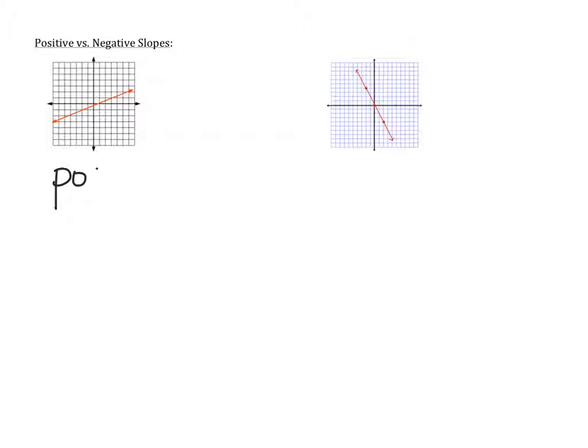So again, if you move from left to right and your graph goes uphill, it is a positive slope. Looking at the second graph, as I move from left to right, this graph is going downhill. Therefore, this is a negative slope. Here again, if you go from left to right and your graph goes downhill, that is a negative slope. Left to right, uphill, it's positive. Left to right, downhill, it's negative.